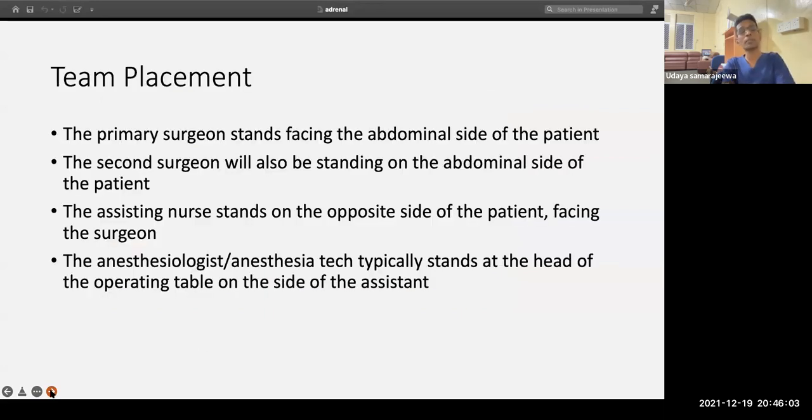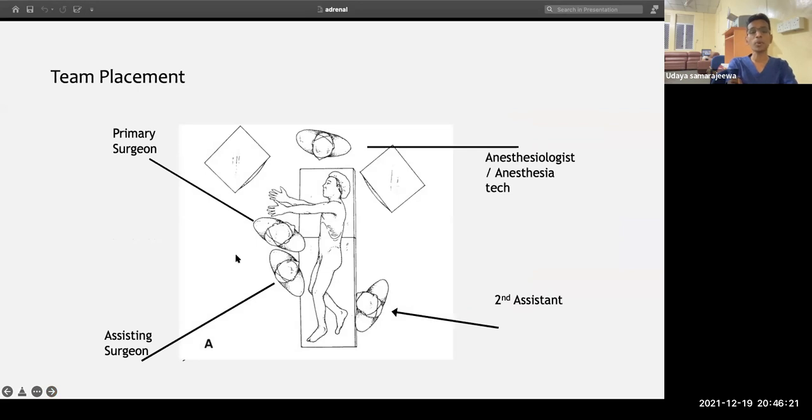So the team placement: the primary surgeon stands facing the abdominal side of the patient. The second surgeon will also be standing on the abdominal side, keeping the nurse on your side, and the second assistant comes from the opposite side of the patient. And it's really important if you can have two monitors, because otherwise the second assistant will have a neck pain looking all the time at the primary operator's monitor. But most of us don't have the luxury of two monitors in our theaters.